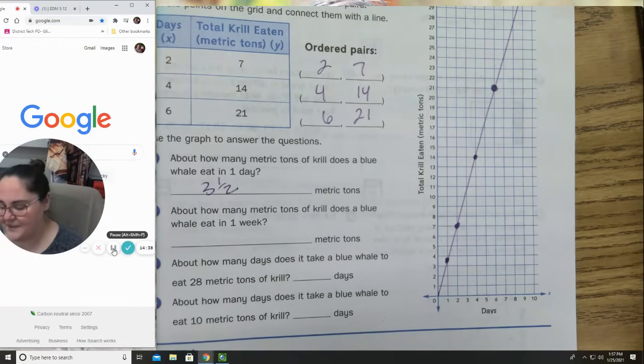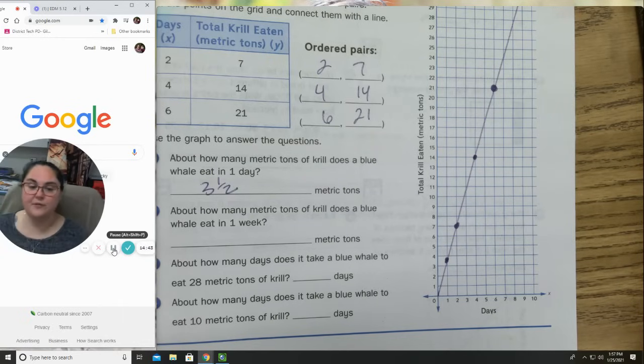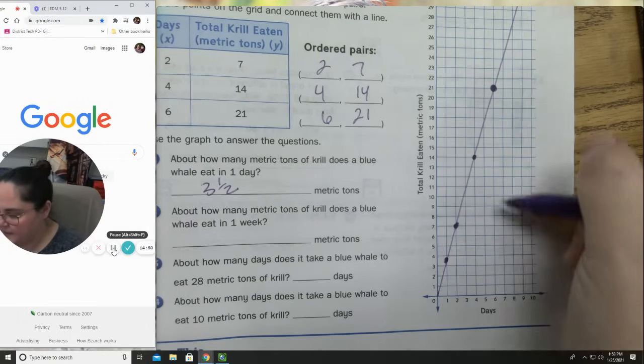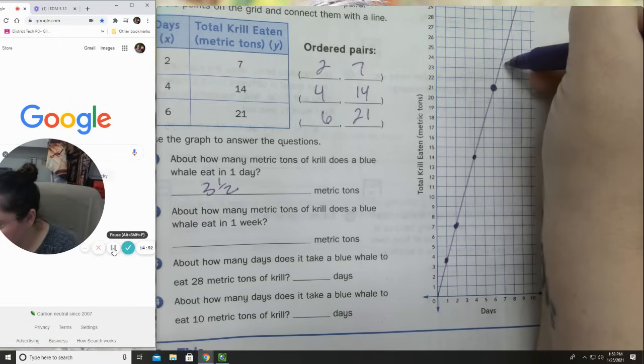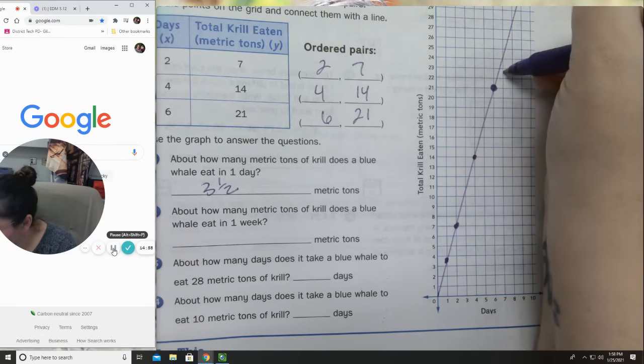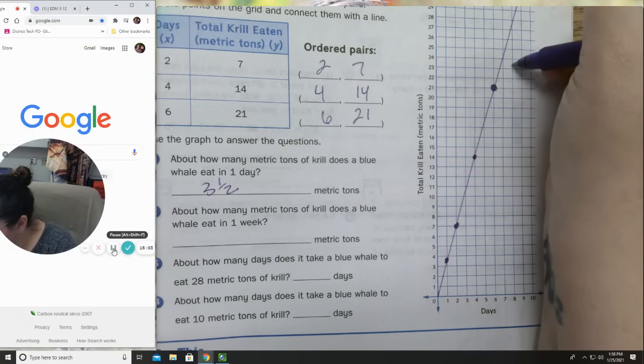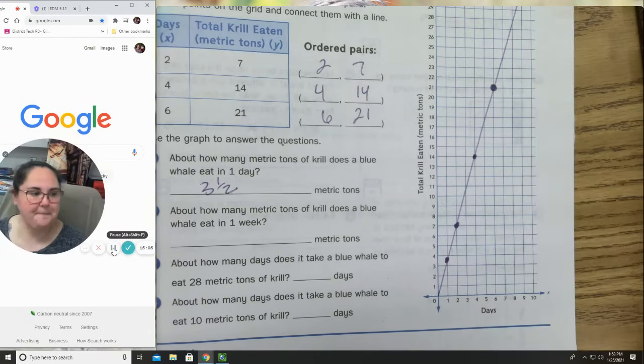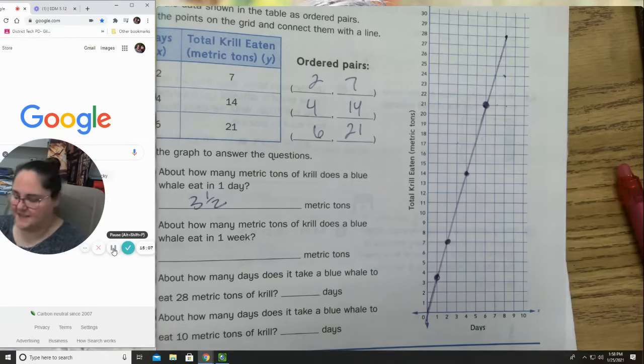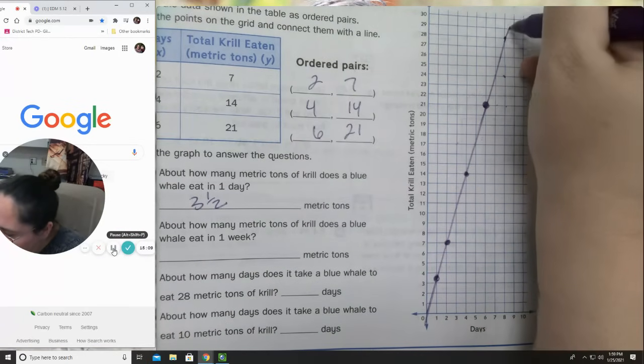All right, about how many metric tons of krill does a blue whale eat in 1 week? So first, think about how many days are in 1 week. There are about 7 days in a week. So I'm going to go right up here to about... Hold on, that's 6. I think I drew my number a little off. I did. Give me just a second. All right, I had to adjust a little bit because my line was just a little bit off.